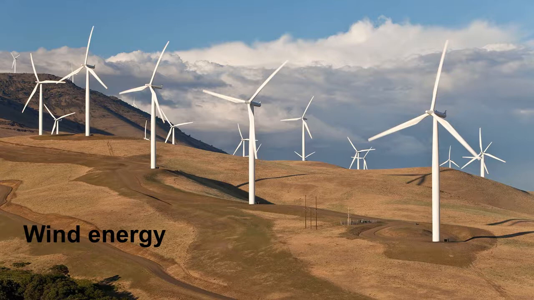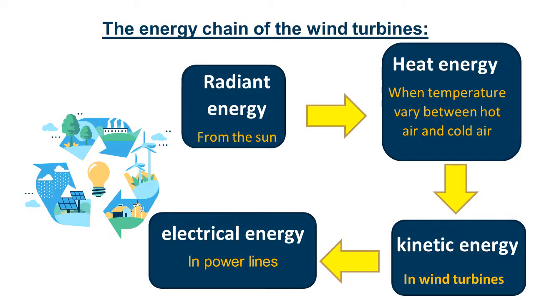Wind energy. The energy chain of the wind turbines. The solar energy reaches different regions of the world. The radiant energy causes the air around to heat up. The difference in temperature between cold and hot air causes air to move and wind to blow.